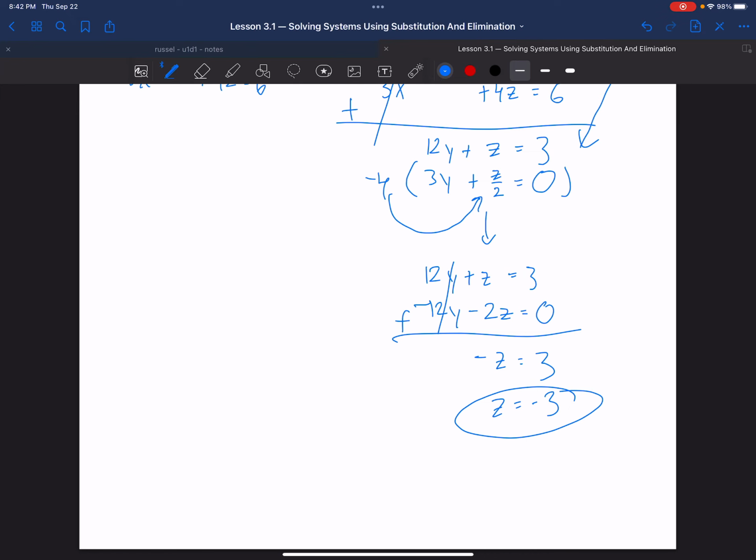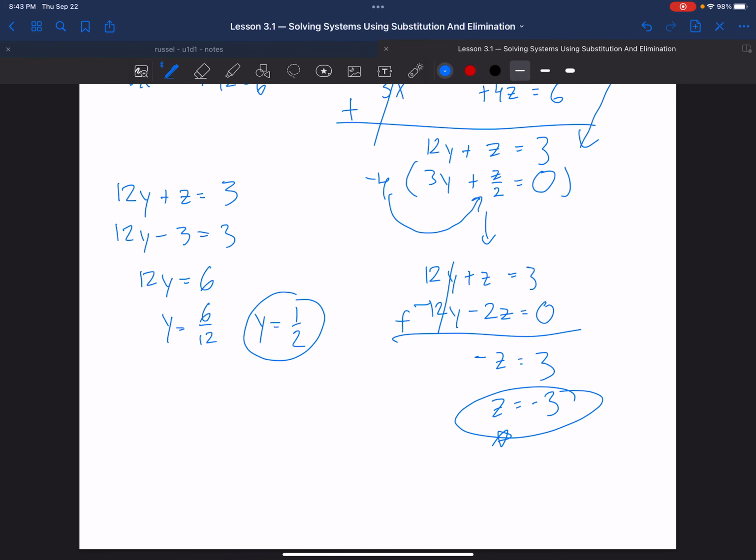So I'm going to do 12y plus z equals 3, but z is negative 3, so this is 12y minus 3 equals 3. Add 3 to both sides. I get 6. Divide both sides by 12, and y equals 6 over 12, which hopefully you recognize means y is 1/2.